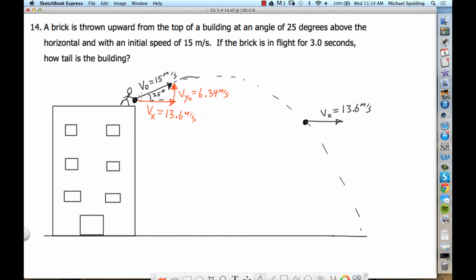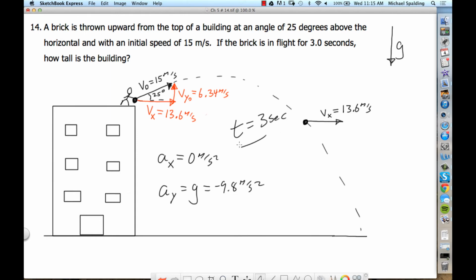Now what's happening to this y velocity? Is the y velocity staying constant? No, because what's acting in the y direction? Gravity. So basically, acceleration x is 0, right? Because acceleration is any change of velocity. Acceleration y is gravity, which is negative 9.8. Now look, here's what the question wants us to figure out. They tell us that the total time in the air for the brick is 3 seconds.